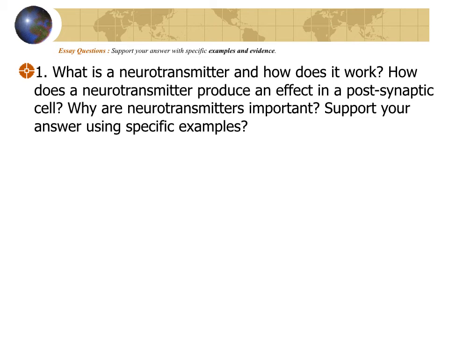Okay, I wanted to say a few things about the essay questions. The first question is, what is a neurotransmitter? How does it work? How does a neurotransmitter produce an effect at a postsynaptic cell? Why are neurotransmitters important? Support your answer using specific examples. Neurotransmitters are covered in chapter 12, particularly in section 12.5, where it talks about synapses.